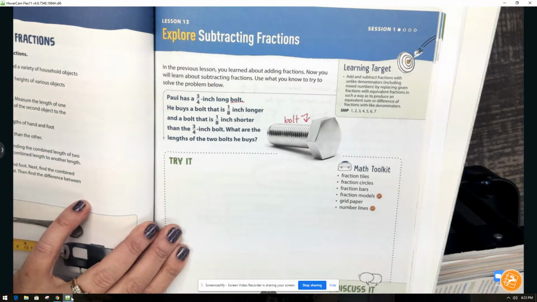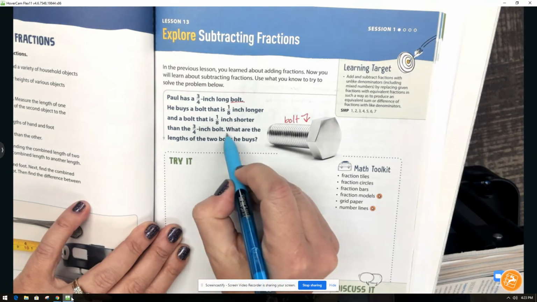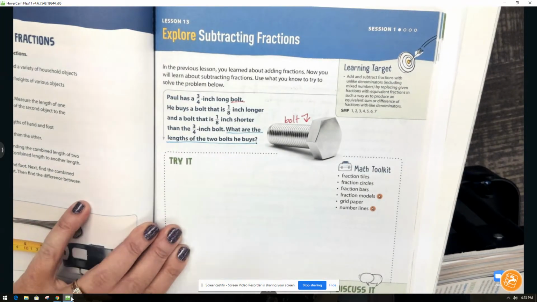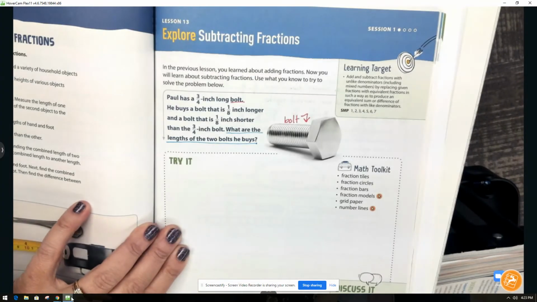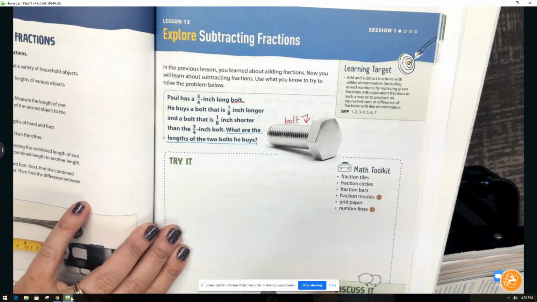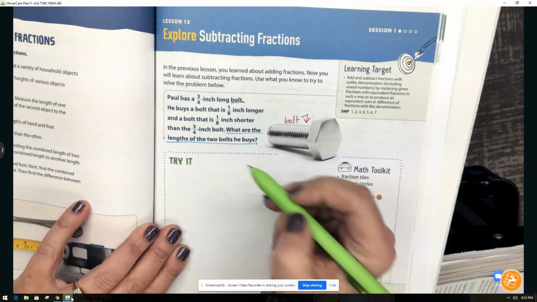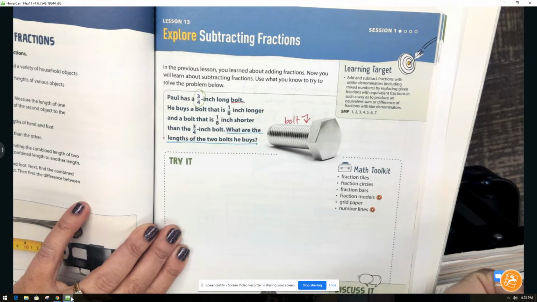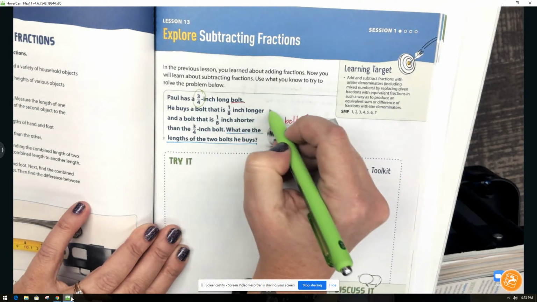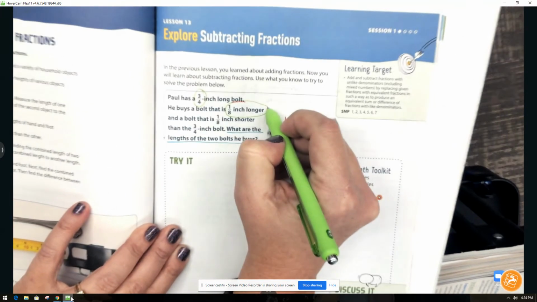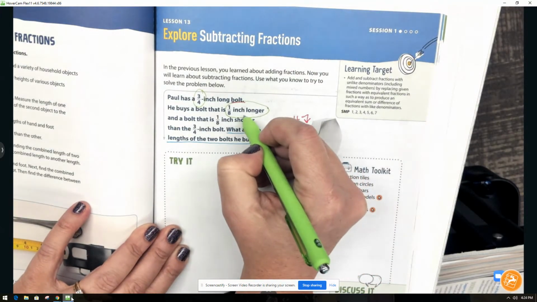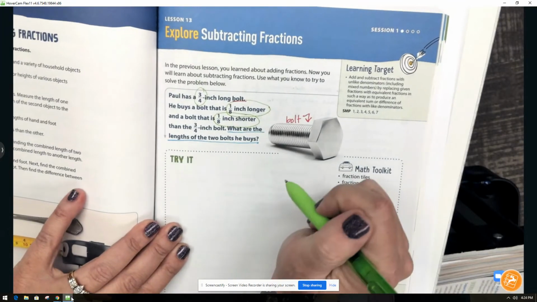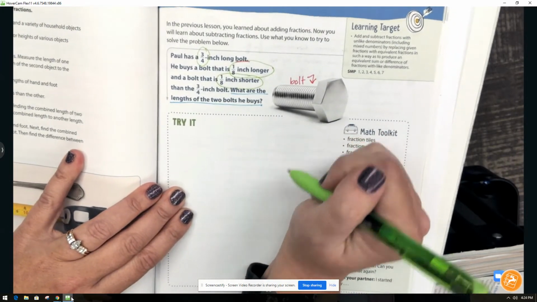Now, what is it that we're trying to find out? We're trying to find out what are the lengths of the two bolts that he buys, because we know that he's going to buy two more bolts. So the important information that we need to have is that the original bolt is 3/4 of an inch long, and then he buys one that is 1/8 of an inch longer, and he also buys one that is 1/8 of an inch shorter. So we need to find out the length of two different bolts.